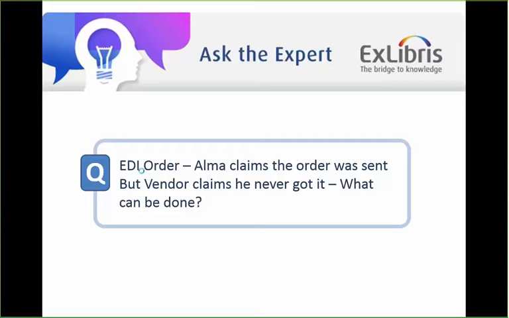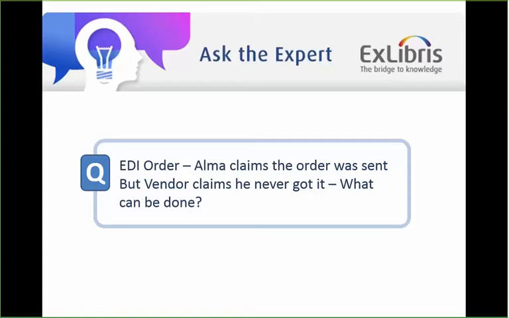Okay, EDI order. Alma claims that the order was sent, but the vendor claims that he never got it. What can be done? There are sometimes where the vendor says, I never got this order from you. I don't have it in my system. And you go to Alma, you check the log, and you see the order was sent to the vendor. You do not see any issue in the log file. It doesn't happen a lot, but sometimes when the FTP connection fails during the job, an order may not be sent to the vendor, or the vendor just lost it on the FTP server.